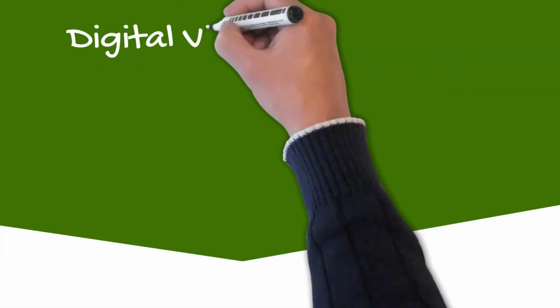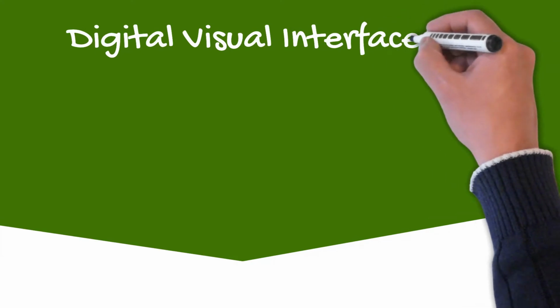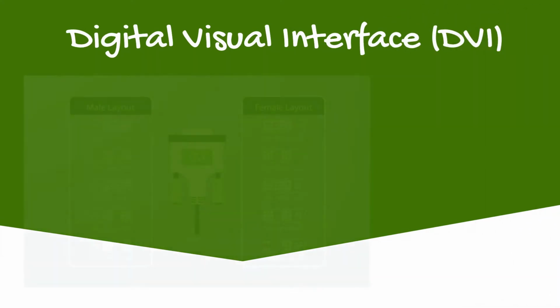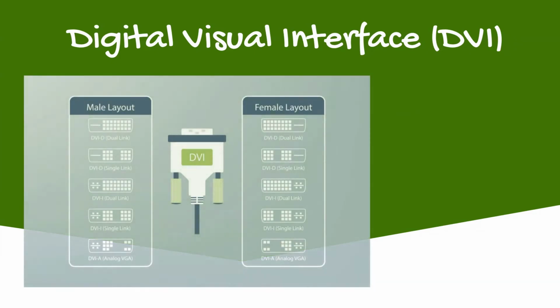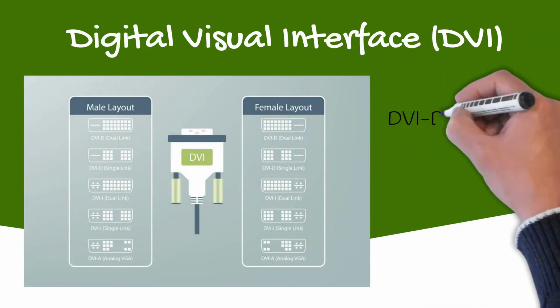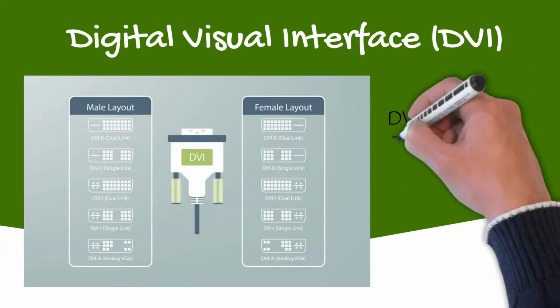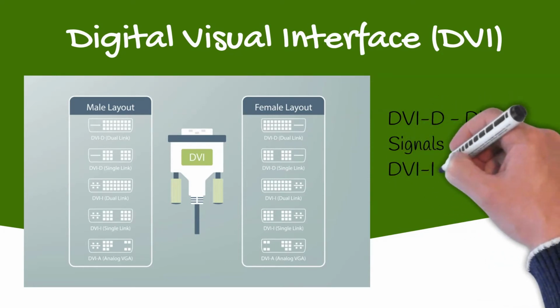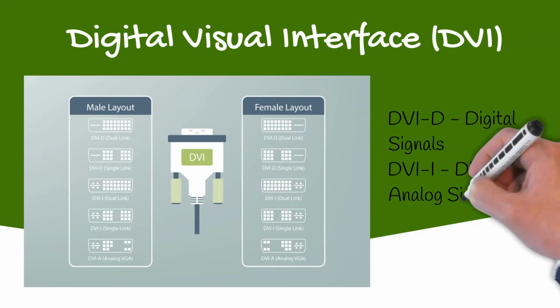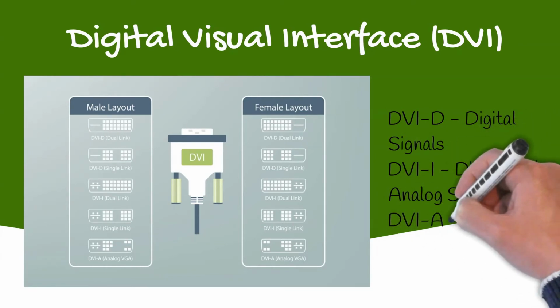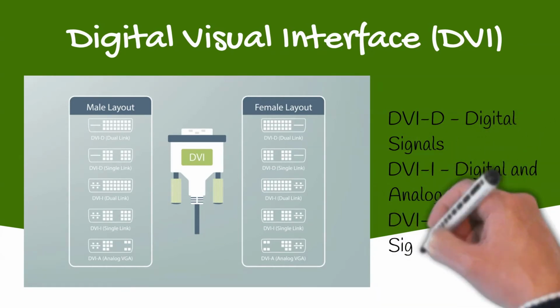DVI, or Digital Visual Interface, was designed to replace VGA while maintaining compatibility with VGA. DVI-D only sends digital signals, but DVI-I can also carry analog signals. DVI-A only carries analog signals.